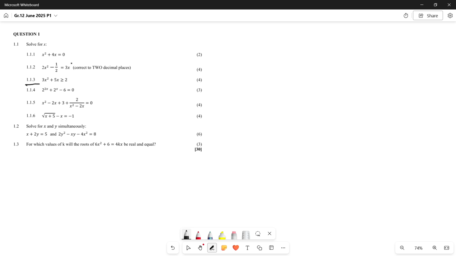Cool. So next question, we have question 1.1.3. It is an inequality, so it's 4 marks here. It is in standard form, and the pattern here has been to take everything over to one side. So we're going to take this 2 over to that side where the 3x squared and the positive 5x live. So then we have minus 2 is greater than or equal to 0. At this stage, we just treat it like a quadratic equation, except we have an inequality sign here. We'll just treat that component of it at the end.